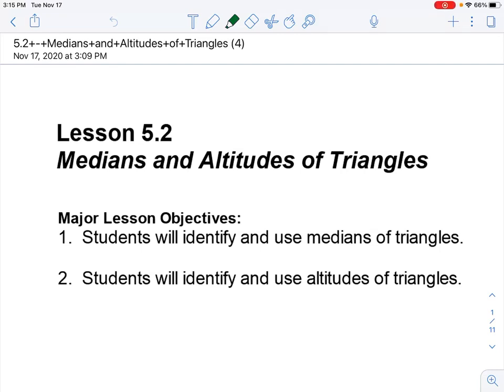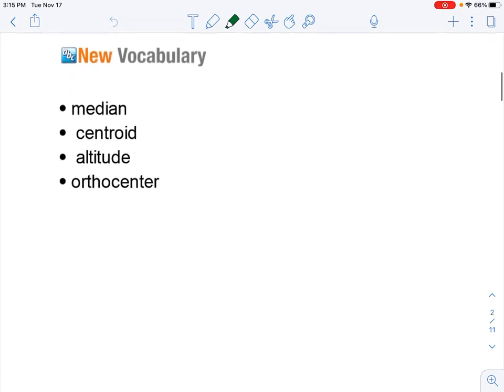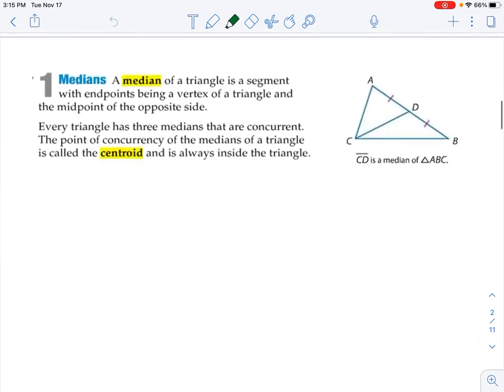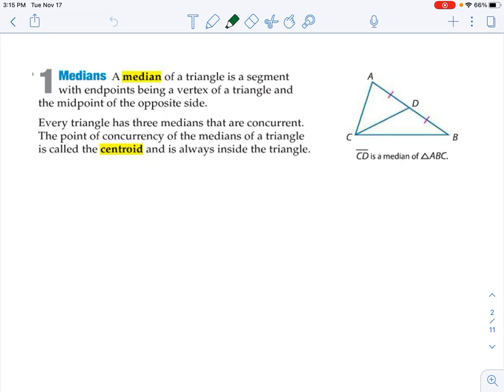Hello, today we are covering medians and altitudes of triangles. By the end of today, you'll be able to identify and use both the medians and the altitudes. So our new vocab is median, centroid, altitude, and orthocenter. These are similar to our previous lesson, although these lines are slightly different. So we'll start with the median.